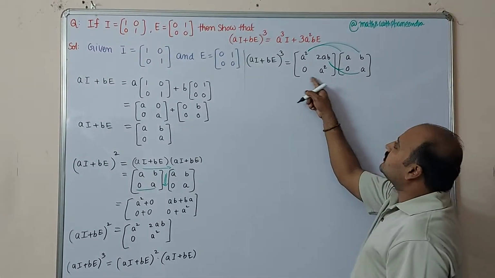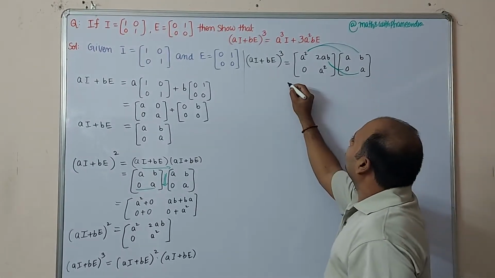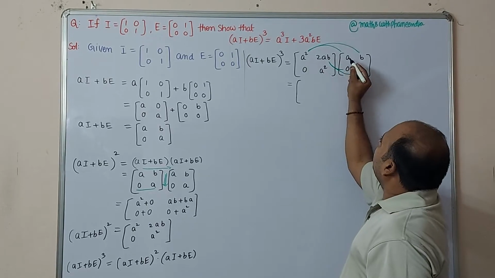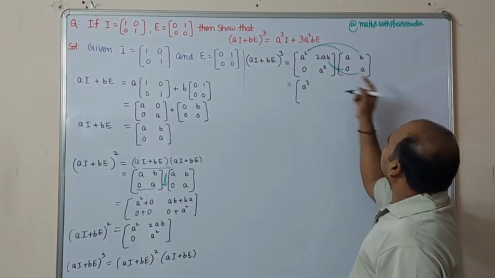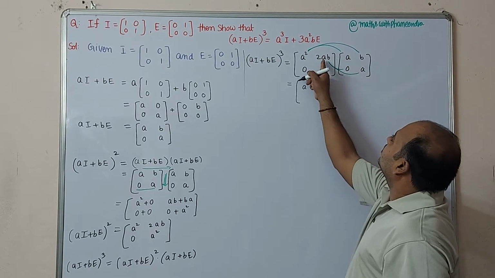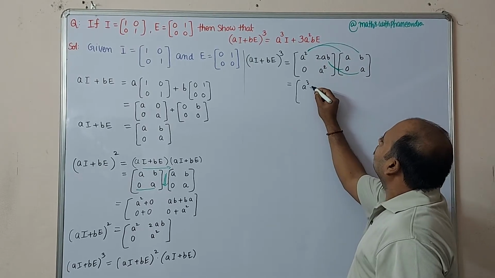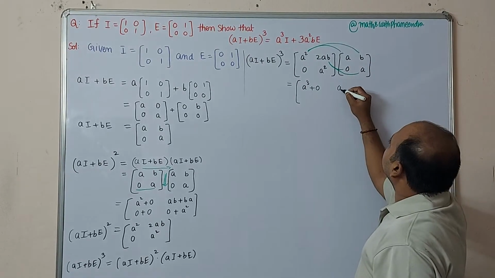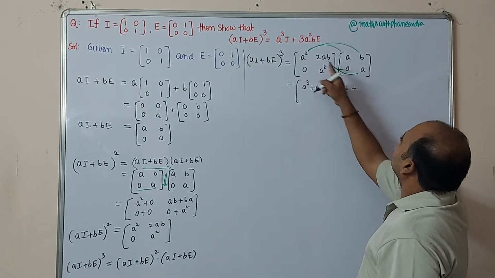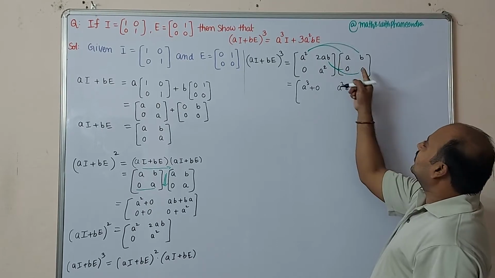Same procedure for the second row, first column. a square into a, a cube. a square into b, a square into a, next 2ab into 0, 0 only will come. a square into b, a square b plus 2ab into a, so 2a square b.